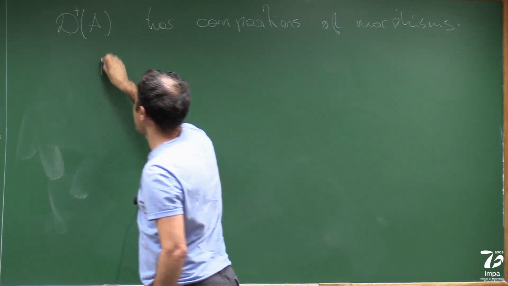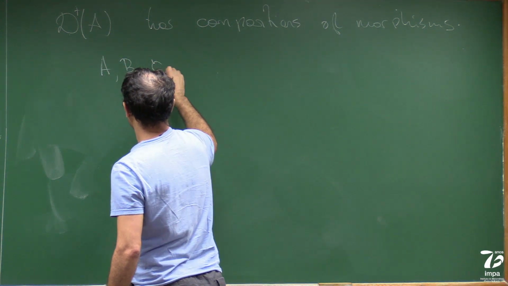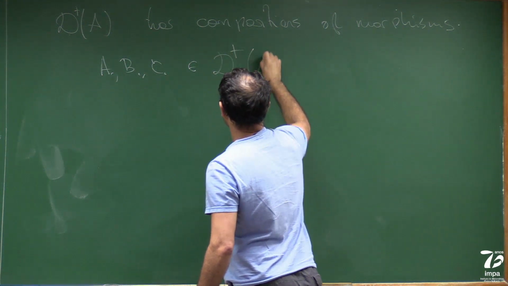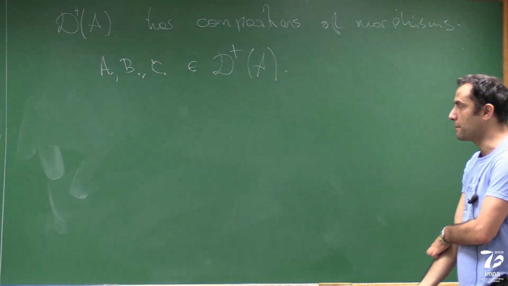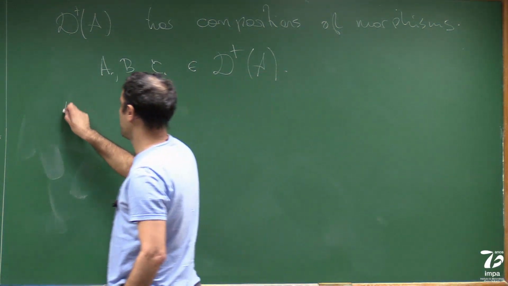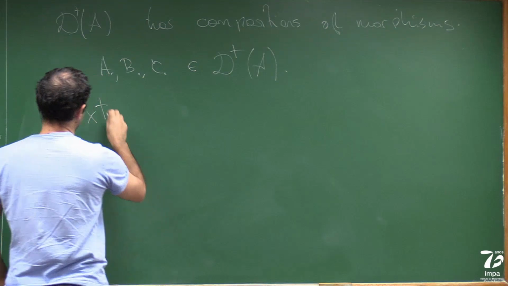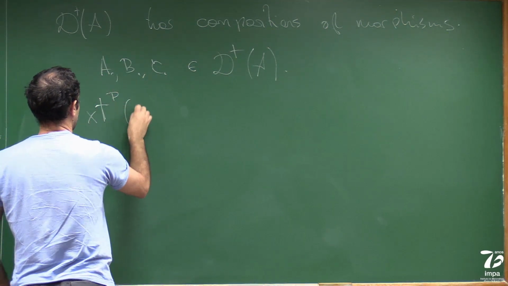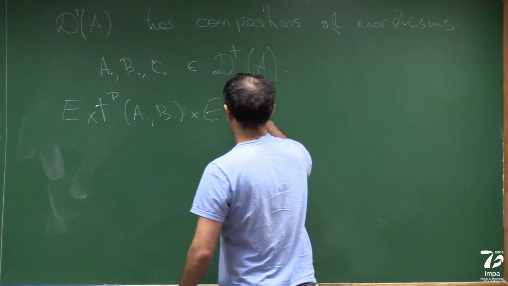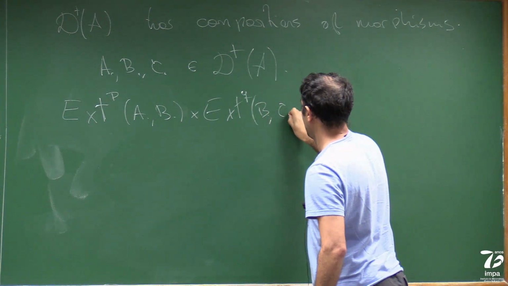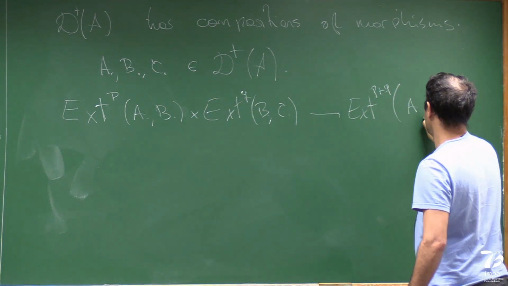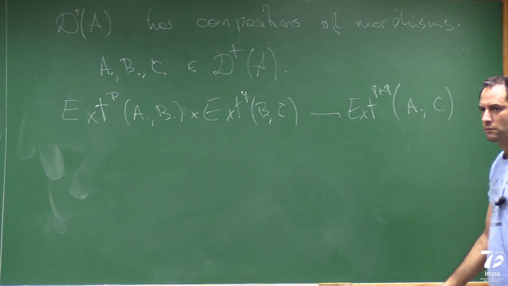So let's suppose that you have A, B, and C, which are chain complexes. I'm sorry, co-chain complexes, but I'll just take them to be bounded. Then there exists a natural map between Ext^P(A,B), Ext^Q(B,C), and Ext^{P+Q}(A,C), which is given as follows.